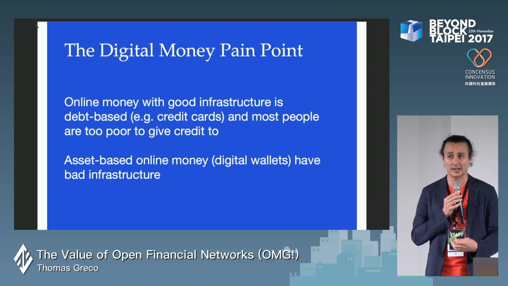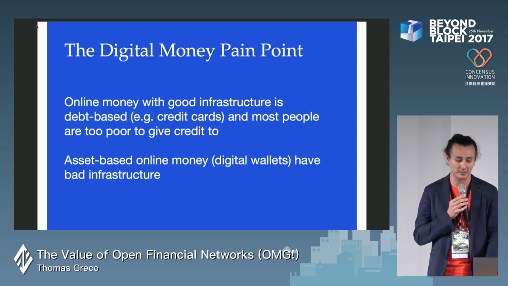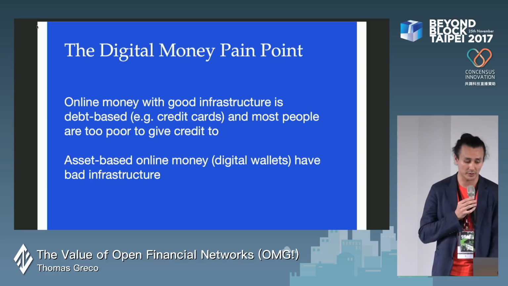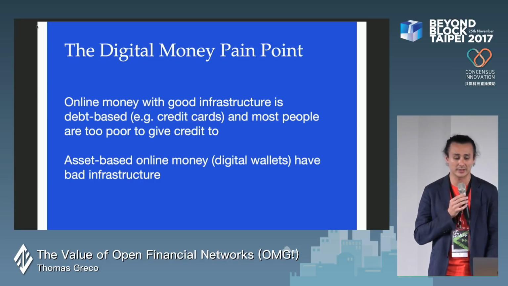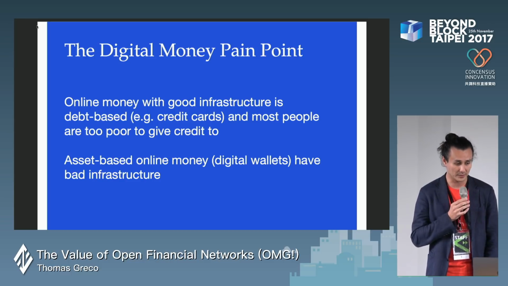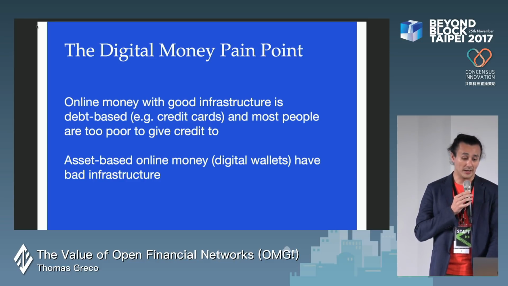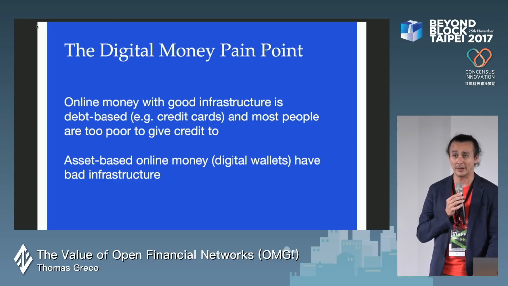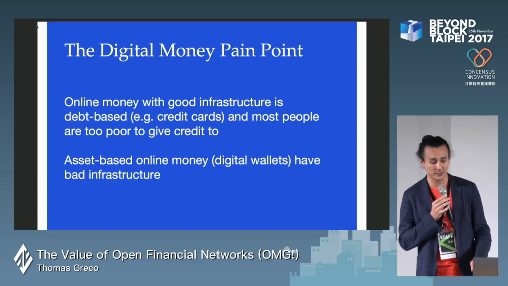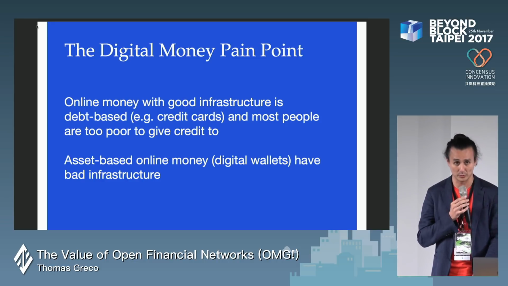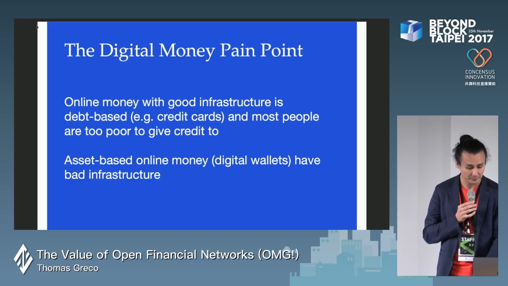debt-based online or debt-based electronic money systems, like credit cards. We find that online money with good infrastructure is primarily debt-based, and that most people are simply not credit-worthy. Sad but true. Asset-based online money, on the other hand, has bad infrastructure, even though, of course, everyone is good to give digital wallets to, because they have to pay for them before you give it to them.